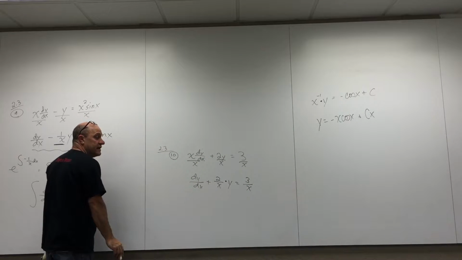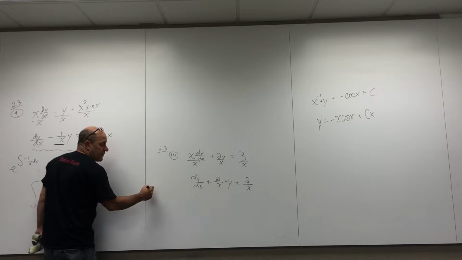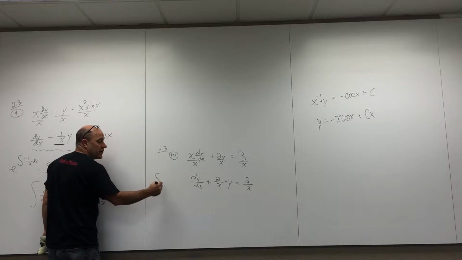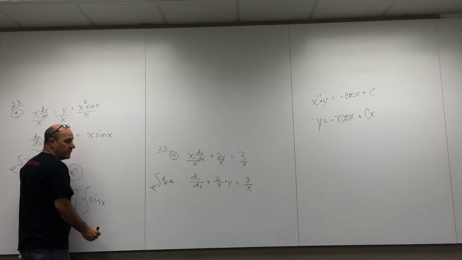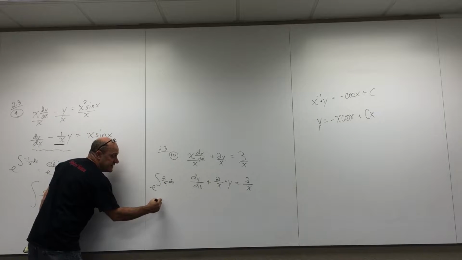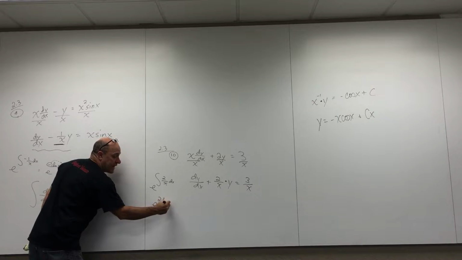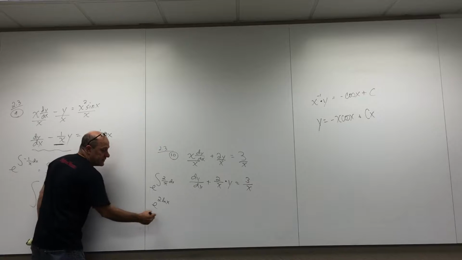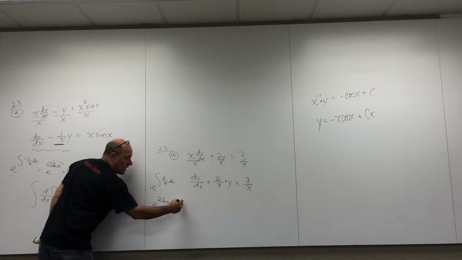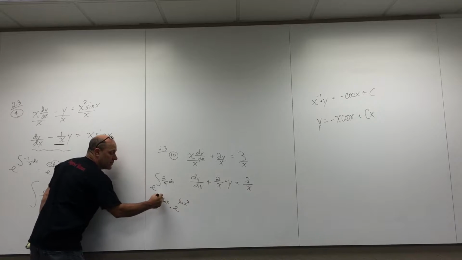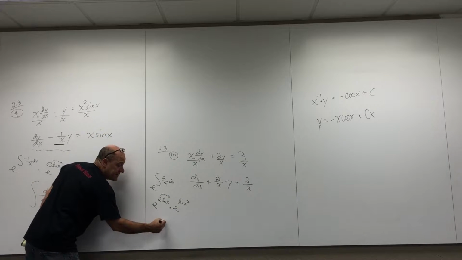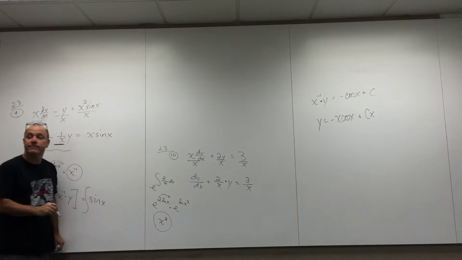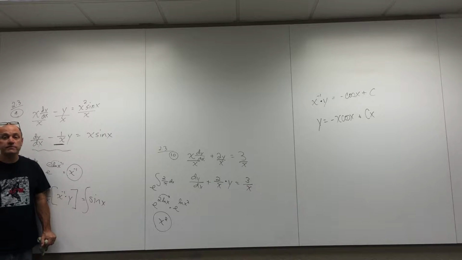And now I need to find the integrating factor. The integrating factor is e to the integral of that 2 over x. Well, what is that? That's e to the 2 log x, which is actually e to the log of x squared when you move the little 2 up. So then the e and the log cancel, so ultimately this is x squared. Your integrating factor is x squared.